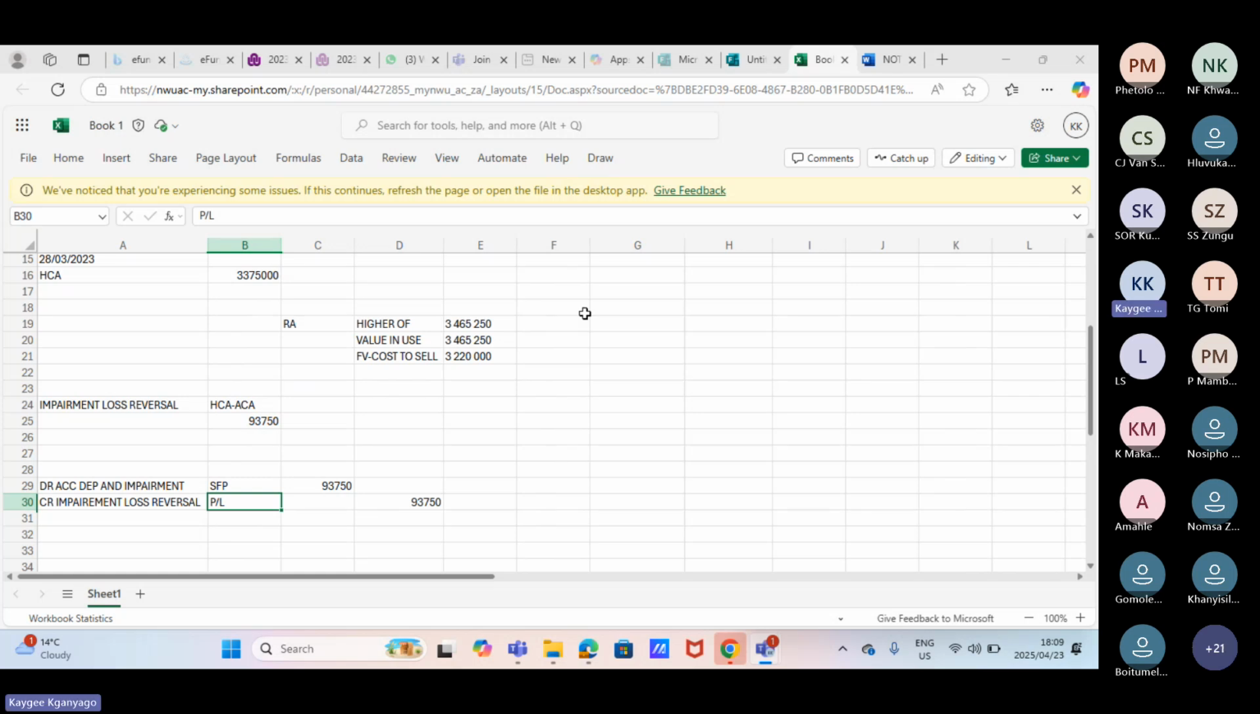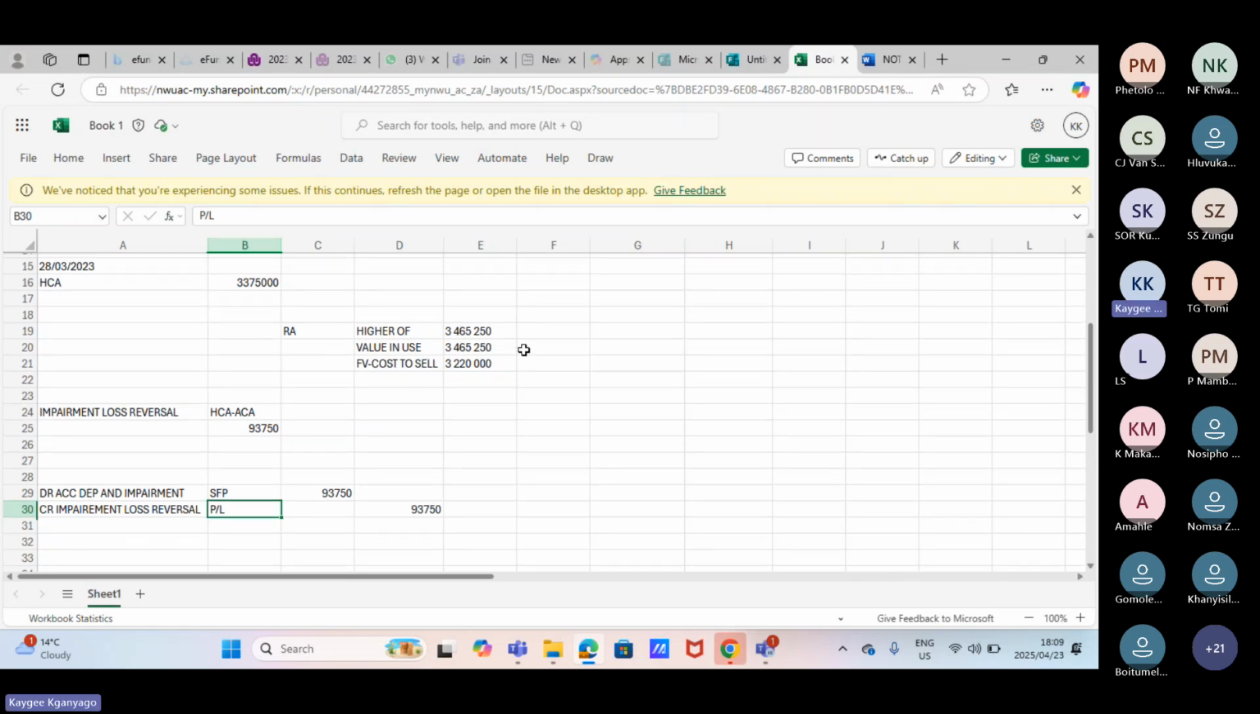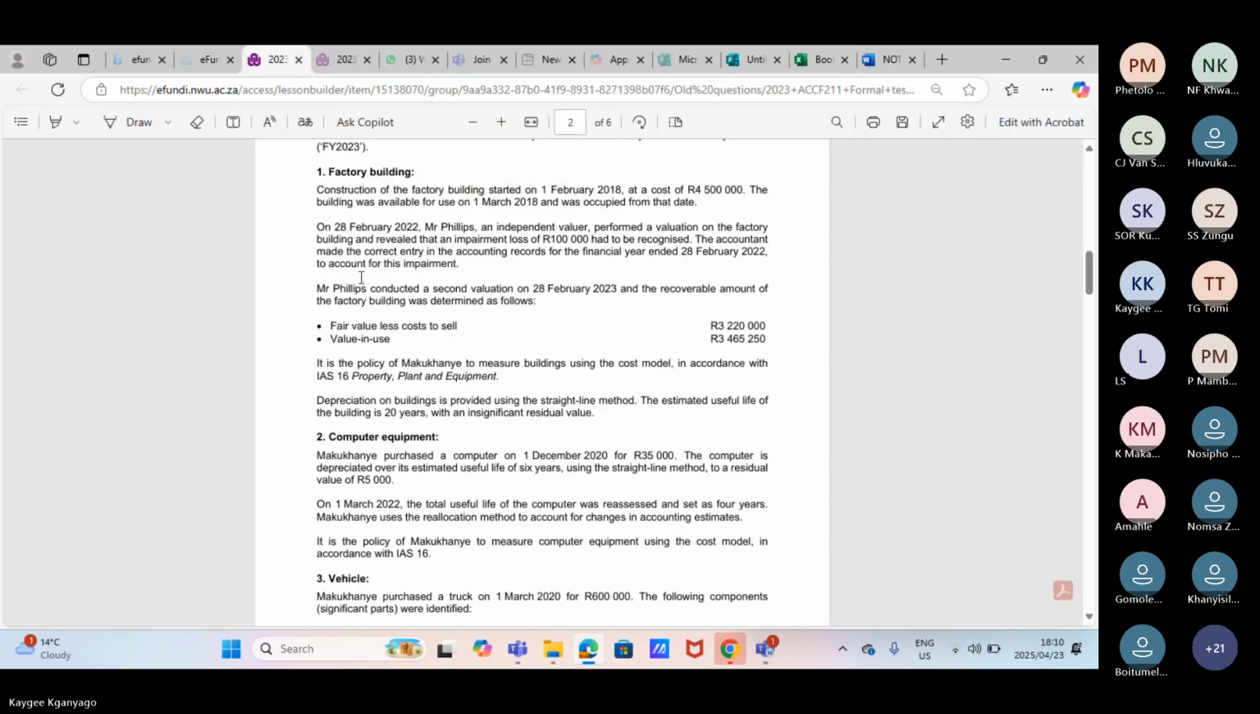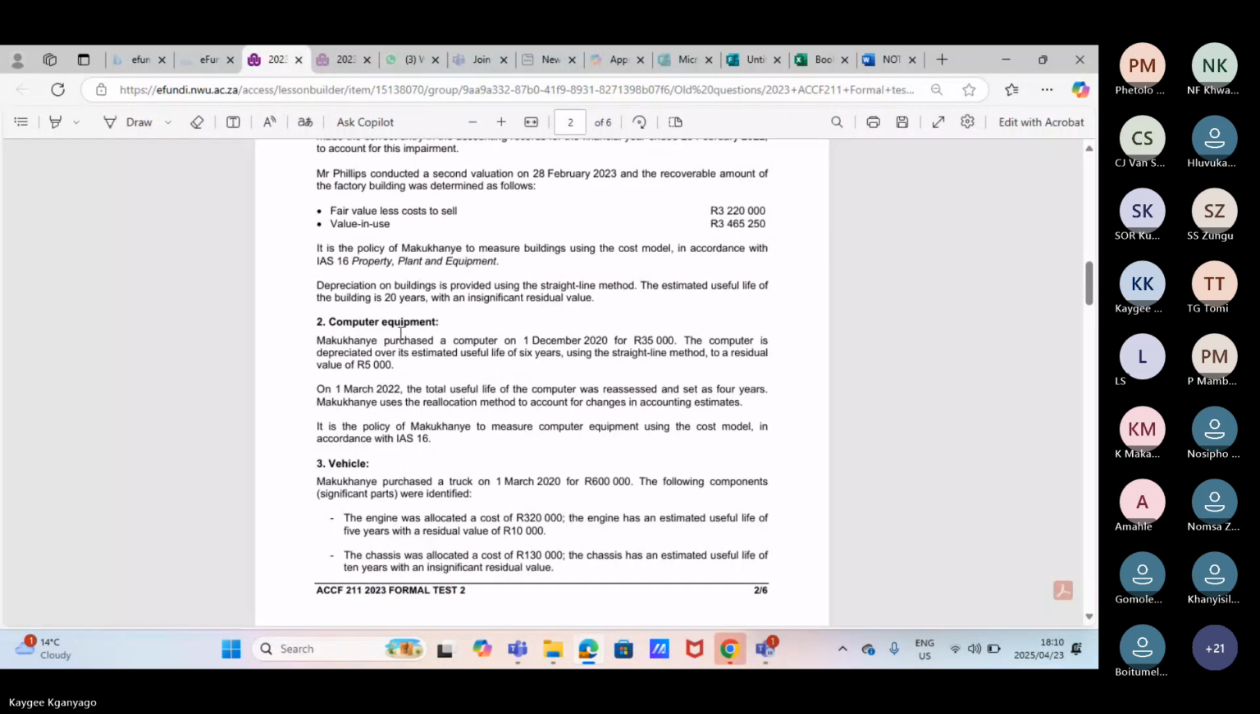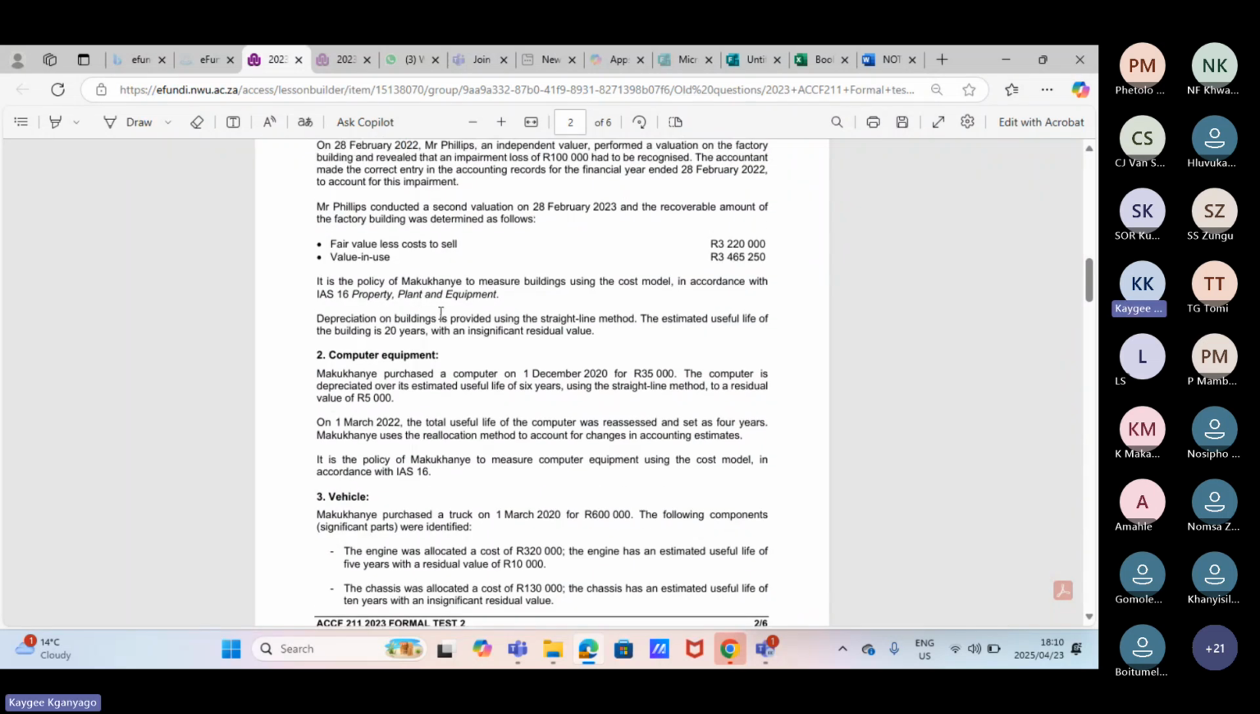Okay. Now, with regards to impairments, are people okay now? Or we will continue some other time with a different question in class when we meet in contact. I mostly prefer working by hand. Yes. Excel is a bit slow, ne? Okay.